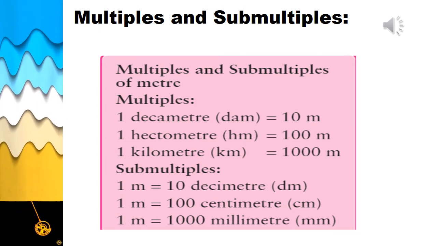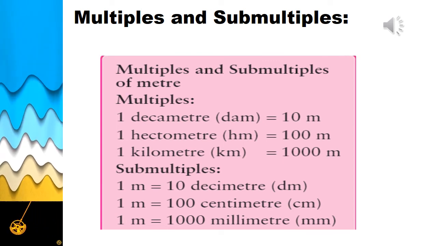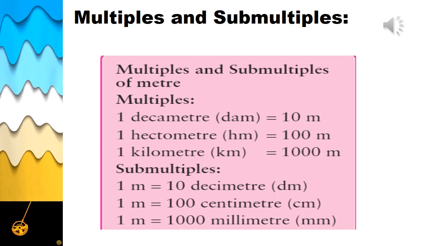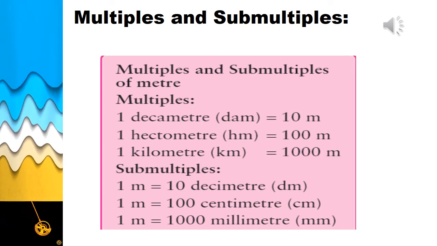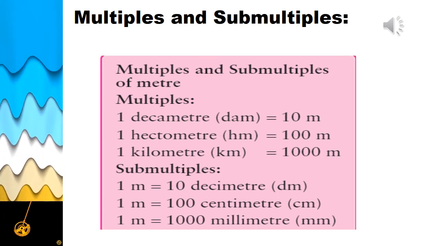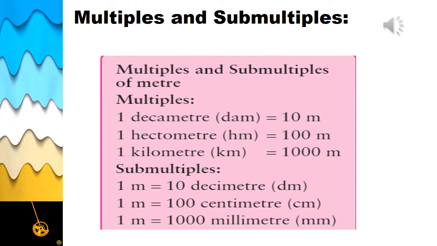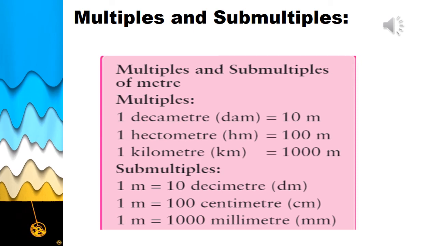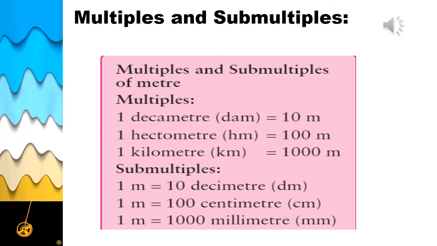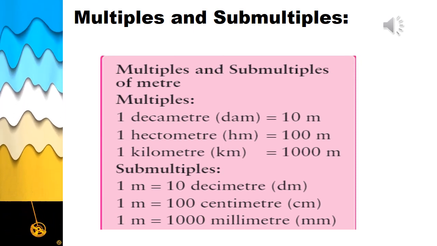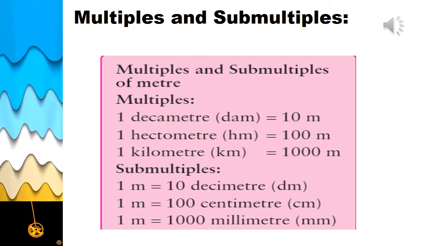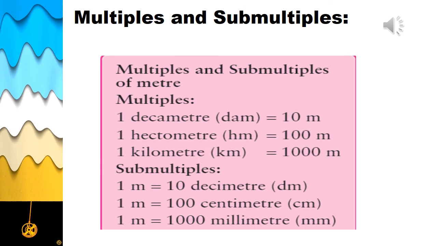Children, for convenient measurement of large and small quantities, multiples and submultiples of units are used. The units which are used to measure smaller quantities are called submultiples of units, and the units which are used to measure larger quantities are called multiples of units. Now here is a table of multiples and submultiples of the meter, which is the SI unit of length.